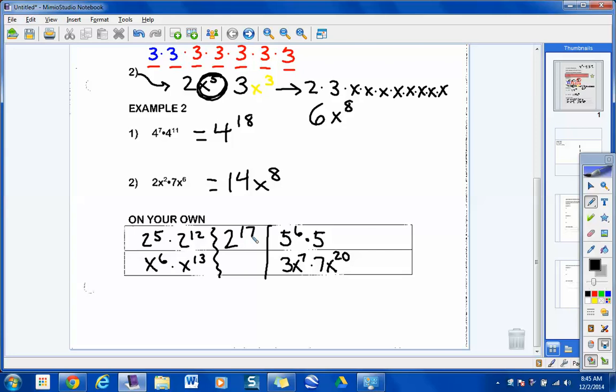All right, let's go on this bottom left one. What have we got there? The only thing that's different here, instead of having a numerical base, you have a variable base, right? What'd you guys come up with? I heard it, Brandon. X to the 19. How many agree x to the 19? Okay, good.